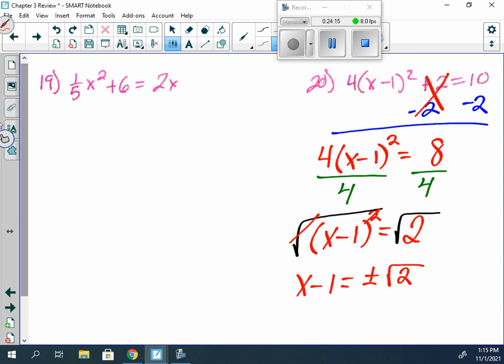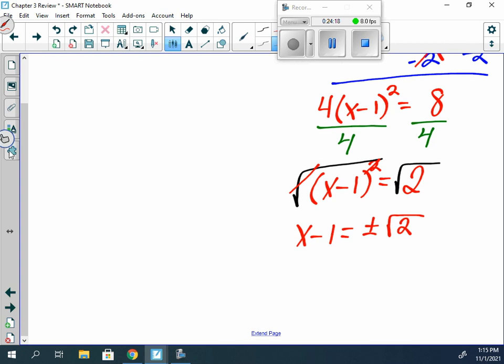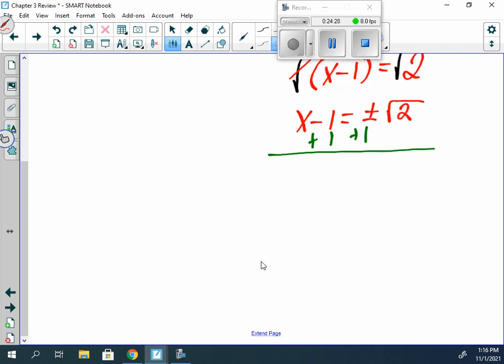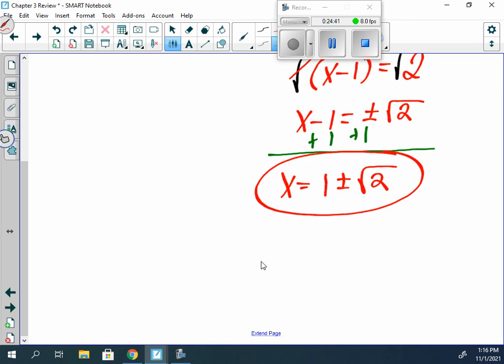Now, from here, we still need to get x by itself. And we need to add 1 to both sides, which tells me x is equal to 1 plus or minus the square root of 2. Because again, we need to make sure we get x by itself. So x minus 1, x is not completely by itself. We need to add 1 to both sides.